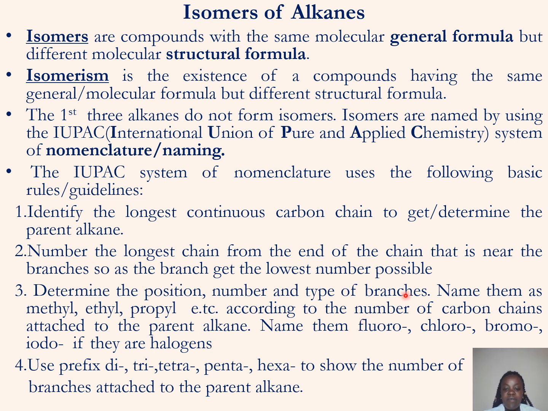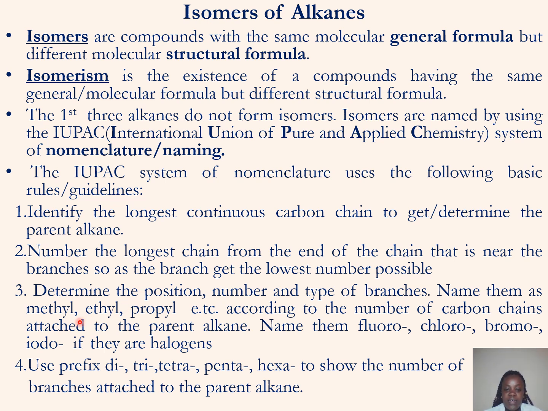So we might have different types of branches. For example, we might have a halogen as a branch, or an alkyl group as a branch. So we have to make sure that we start counting the carbon atoms from the end that is near the branch, so that the branch will have the smallest number.